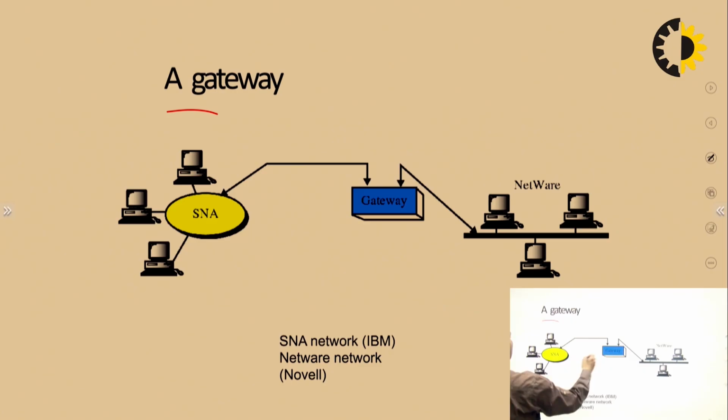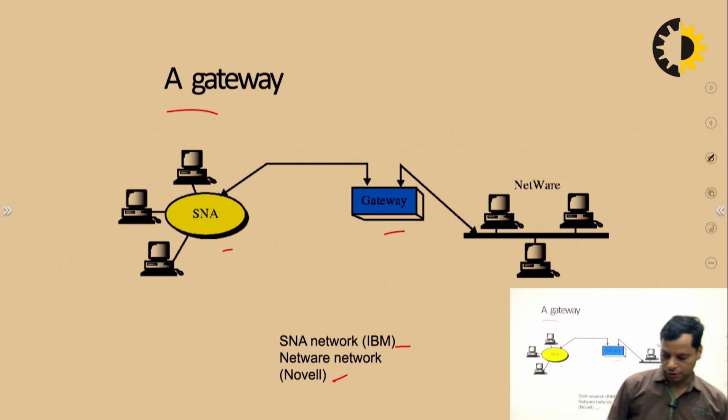You can see here one network, this one, and this is another network, device to device connection. So this SNA can be connected with this NetWare with the help of this gateway, where the protocol used can be converted from this SNA to the other network. So this SNA network is, let's say, IBM's. It is of Novell that can be connected with each other with the help of this gateway here.